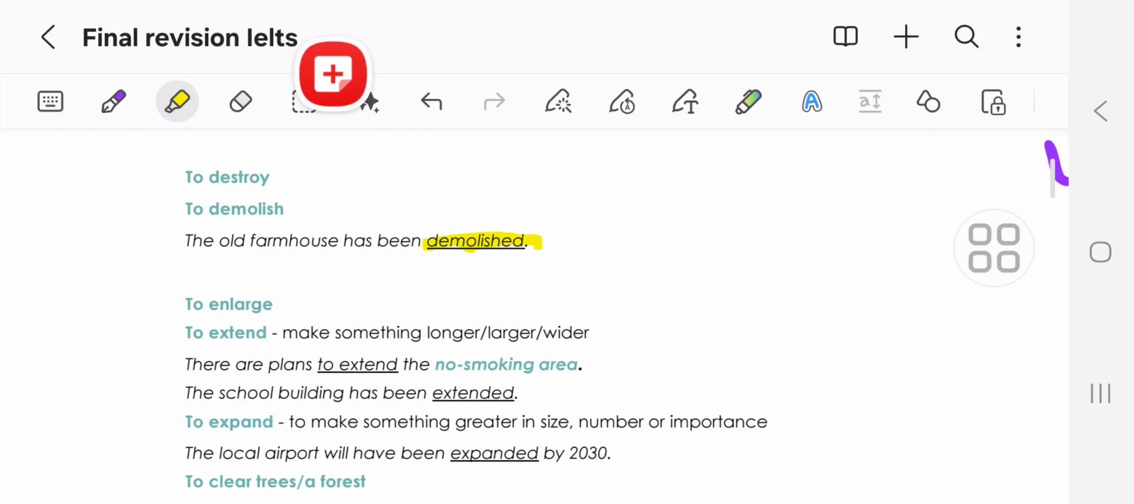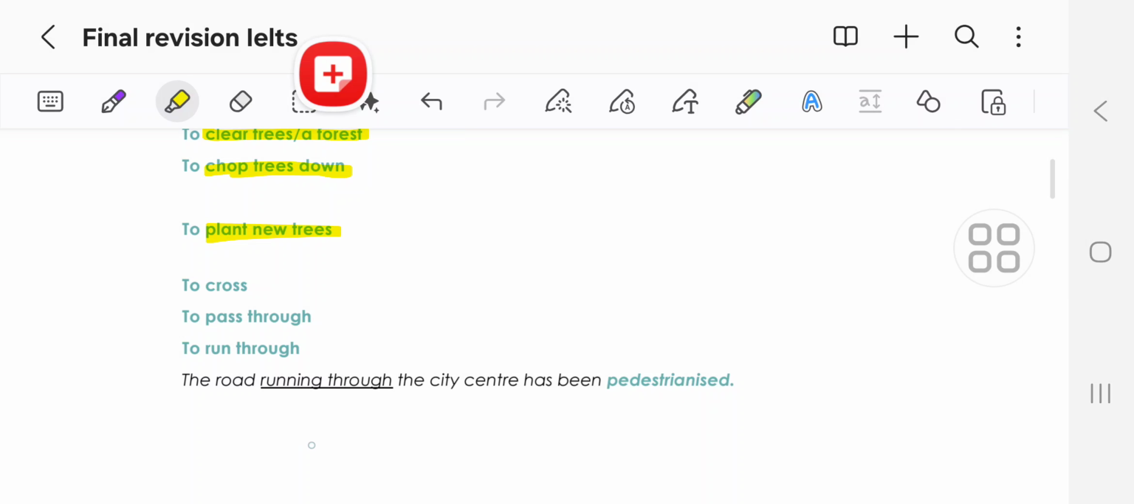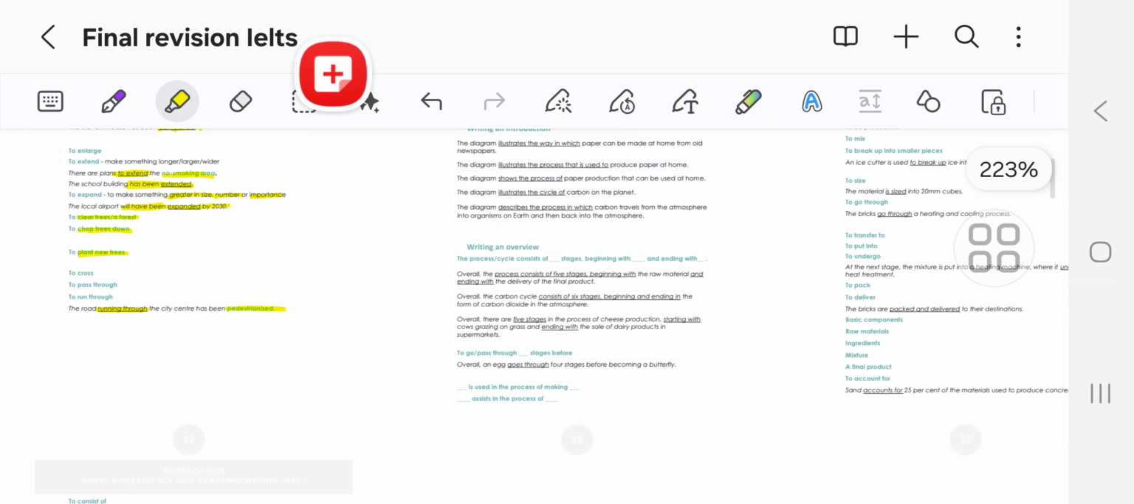And you can extend, make something larger, longer, wider. There are plans to extend the no smoking area. A school building has been extended. To expand, to make something greater in size, number, importance. The local airport will have been expanded by 2030. To clear the trees, forest, to chop the trees down, to plant new trees. Cross, pass through, run through: the road is running through the city. Pedestrianized. Okay, so remember these words.